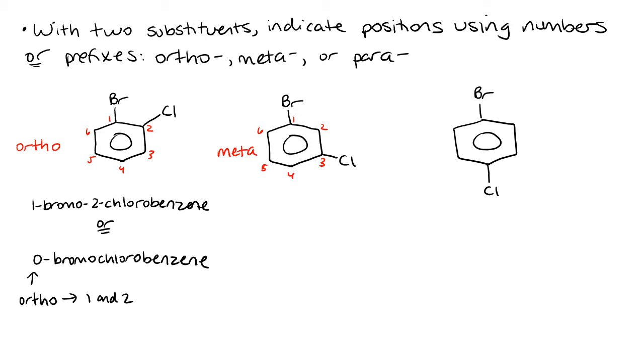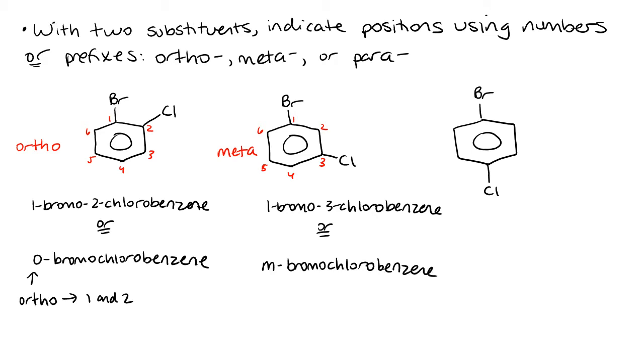So we can either name this molecule as 1-bromo, 3-chlorobenzene, or we can name it meta by writing in a small m, bromochlorobenzene. And again, this m means meta, which means the two substituents are on carbons 1 and 3.